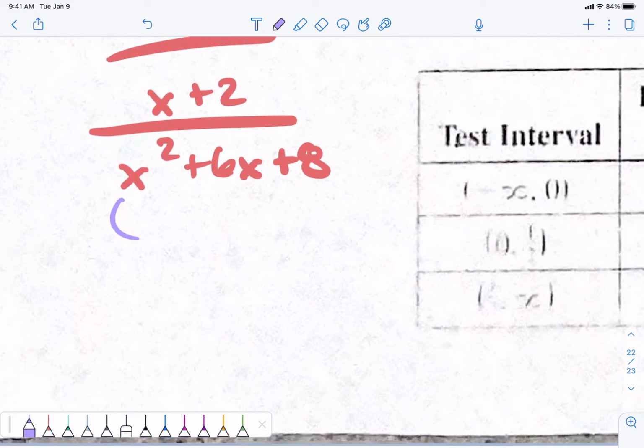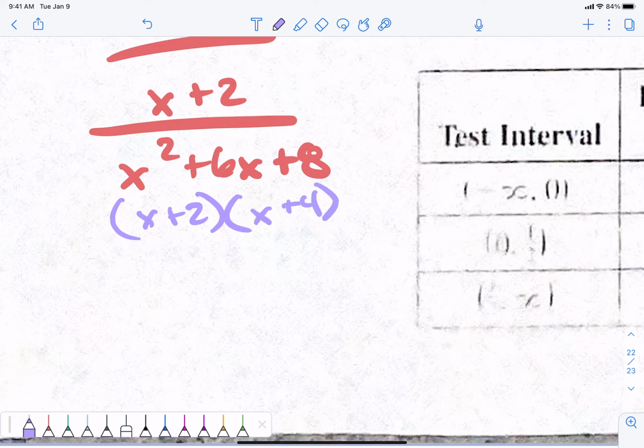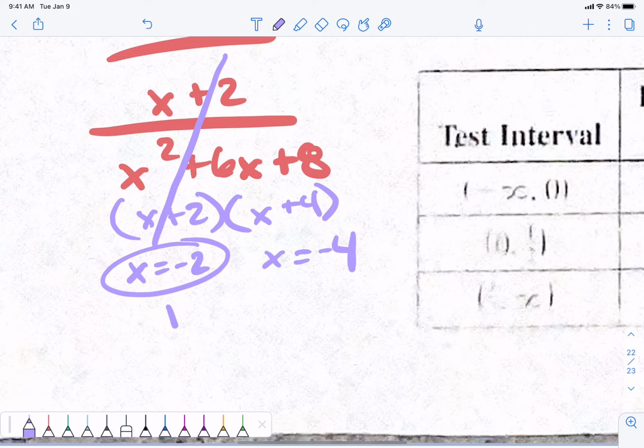All right. X plus 2, x plus 4. However we break it down, that bottom still breaks down like that. I am tempted to say that there's a VA at x equals -2 and x equals -4. I'm tempted to say that there are VAs located at those two places, except the x plus 2's canceled out. So this x equals -2 is actually a hole instead of a VA.